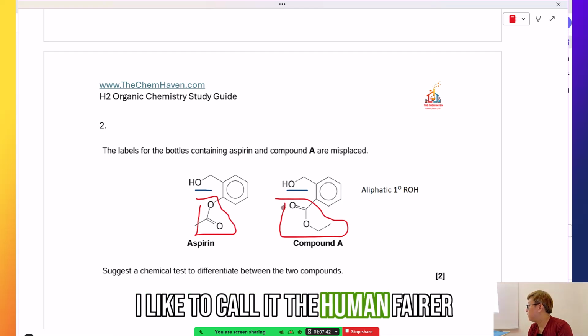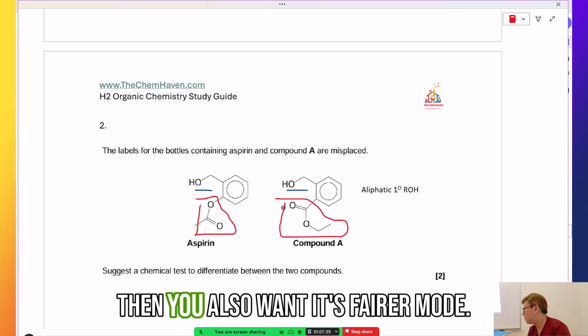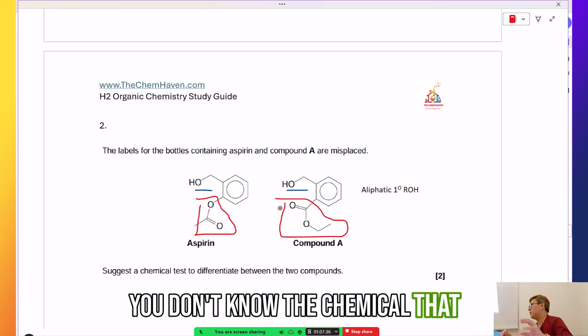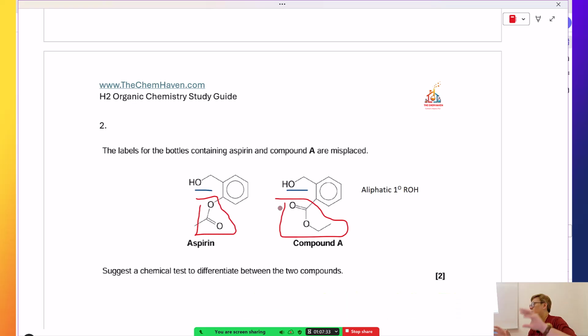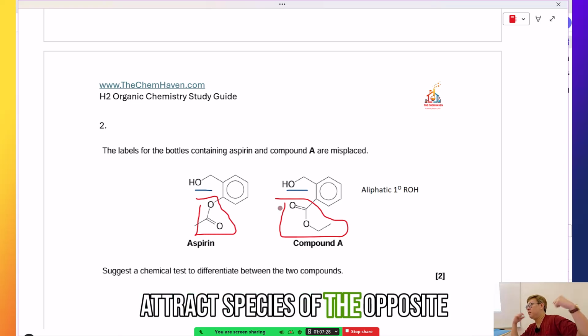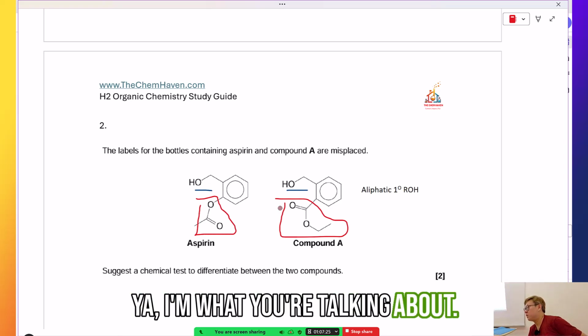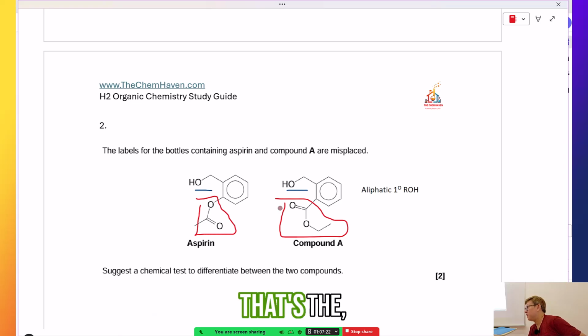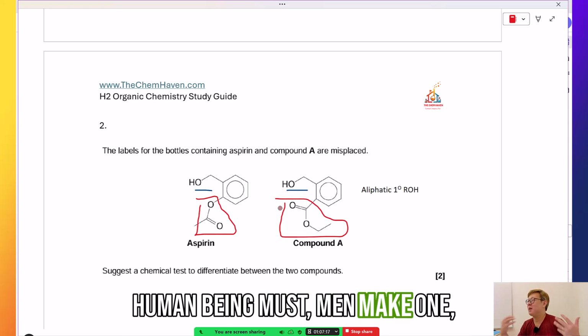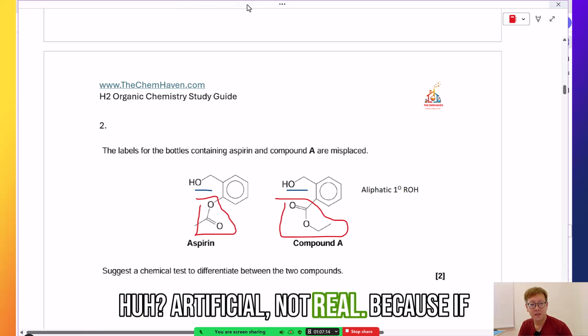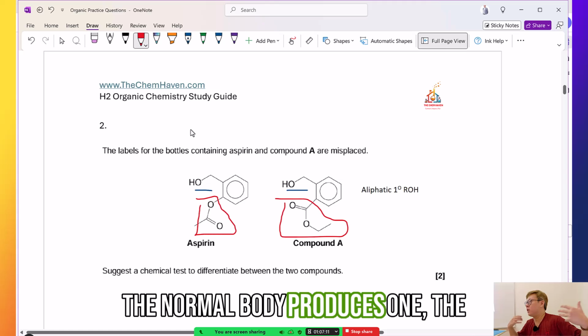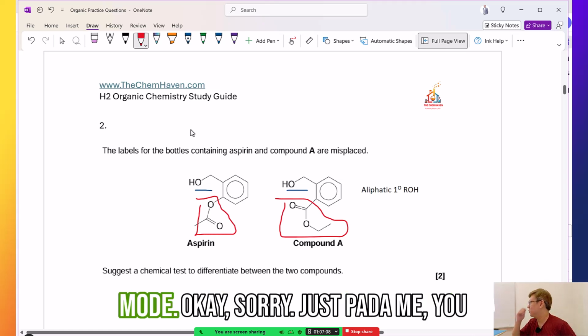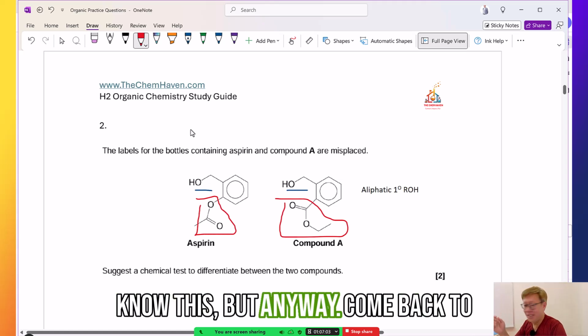I like to call this the human pheromone. Then you'll say, what is pheromone? You all know the chemical that animals secrete to attract species of the opposite gender. Human beings like to spray this to attract species of the opposite gender. You say, what are you talking about? Perfume, understand? Perfume. Ester. Correct or not? Human beings must use man-made, artificial, not real. Because if the normal body produces it, that one smells bad, that one is not pheromone. Okay, sorry. Pardon me, sometimes I just like to talk nonsense, but anyway, come back to here.